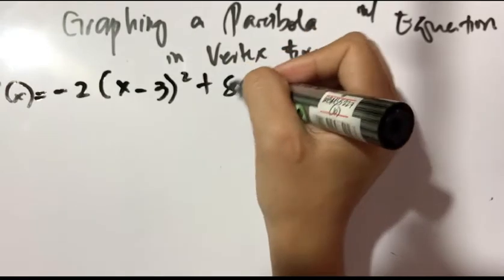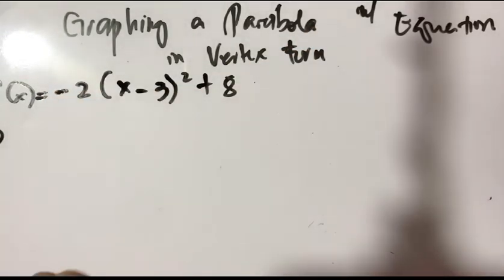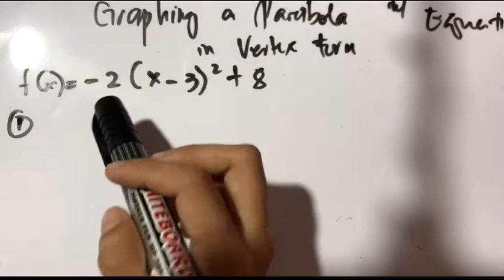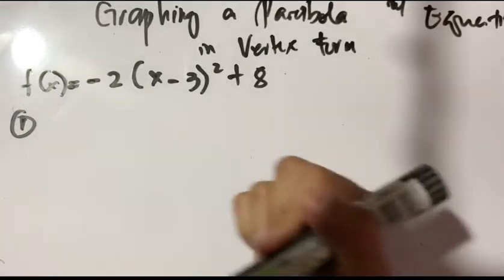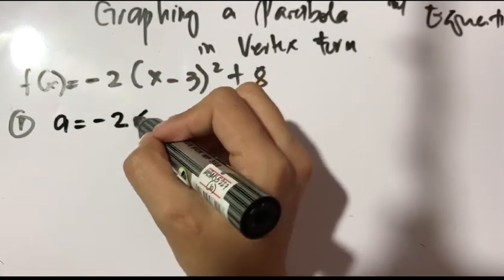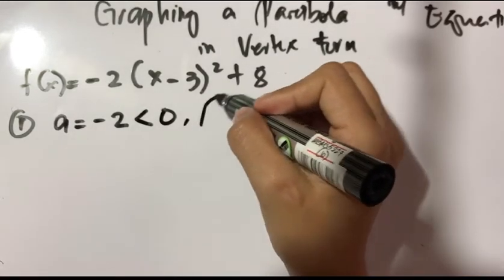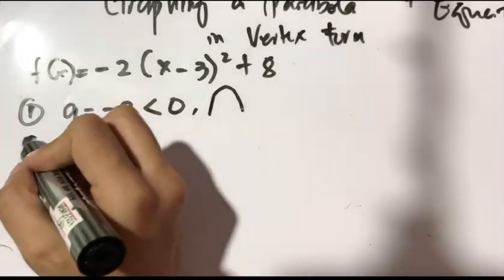squared plus 8. So, the first step in here is to identify whether the graph opens upward or opens downward. How do we identify that? We base it on the value of a. A here is negative 2, which is less than 0. This means that our graph will open downward. So, that is the first step.